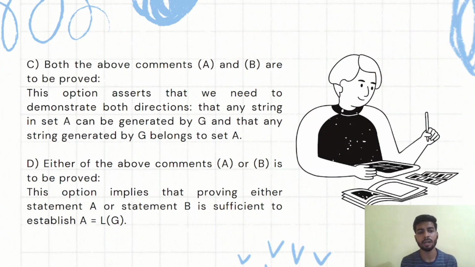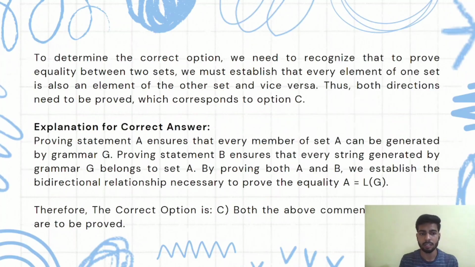For option C, both the above comments A and B are to be proved. This option says that we need to demonstrate both directions: that any string in set A can be generated by G, and that any string generated by G belongs to set A. For option D, either of the above comments A or B is to be proved. This option implies that proving either statement A or statement B is sufficient to establish A equal to L(G).